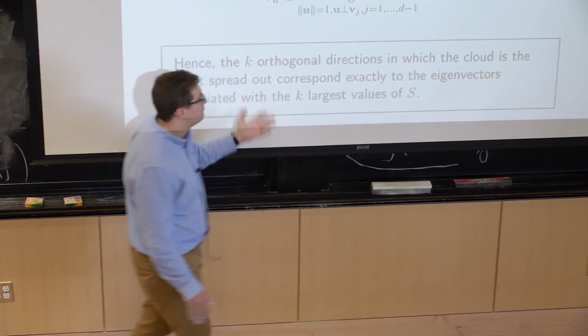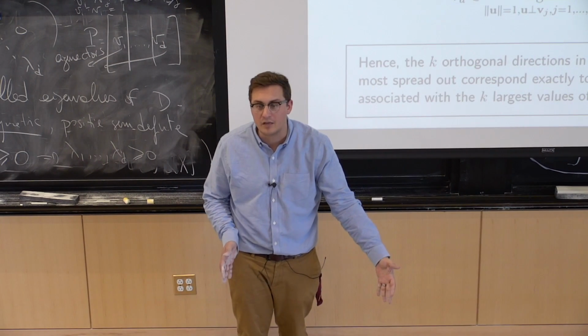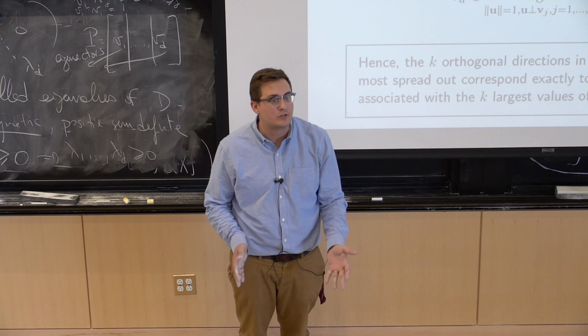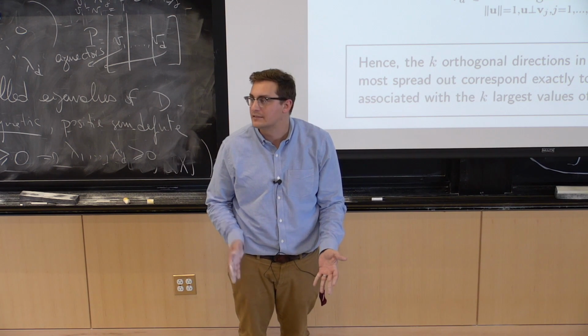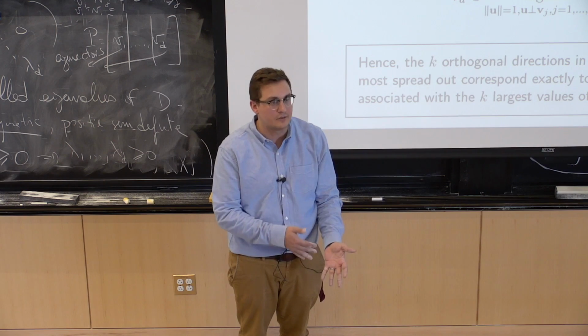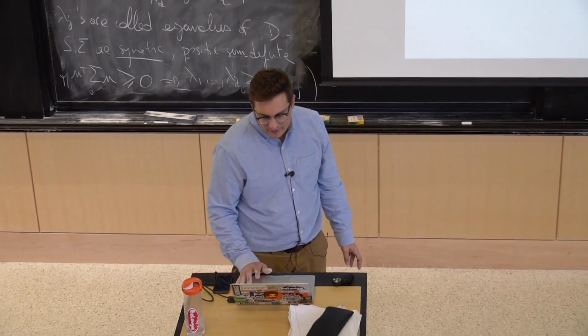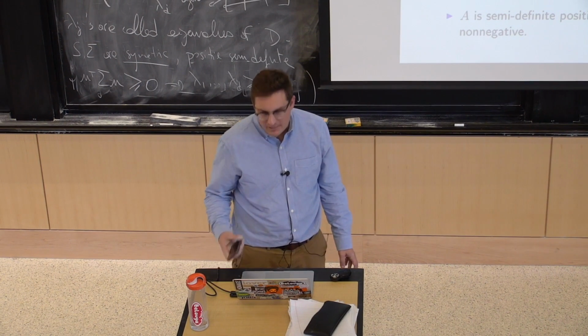Wherever you choose to chop this process, not going all the way to D, is going to give you a lower dimensional representation in the coordinate system given by V1, V2, V3, et cetera. So we'll see that in more detail on Tuesday, but I don't want to get into it now. We don't have enough time. Are there any questions?